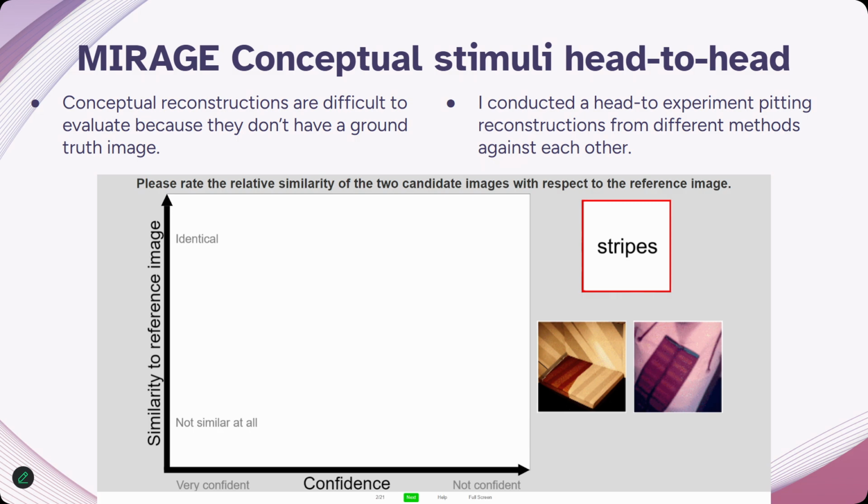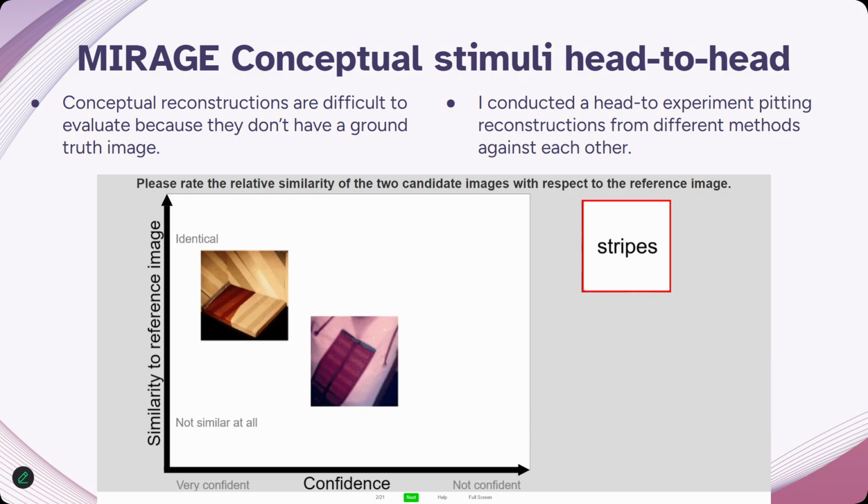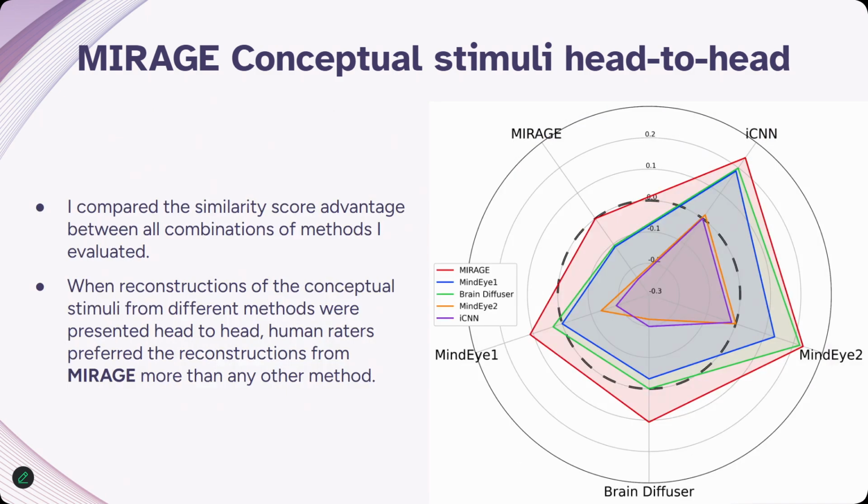So if you want to do this with me in your head, you can imagine where on this field of confidence and similarity you might place these. But at least for me, I think I would put the one on the left a little bit higher because the stripes are more clearly distinguished. So we would get maybe something like that. And this is how we're going to measure the difference between methods. We're going to take the difference on the similarity axis, the y-axis here, and we're going to compare the average difference between different methods on that performance.